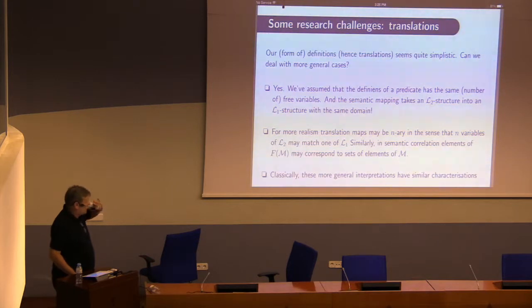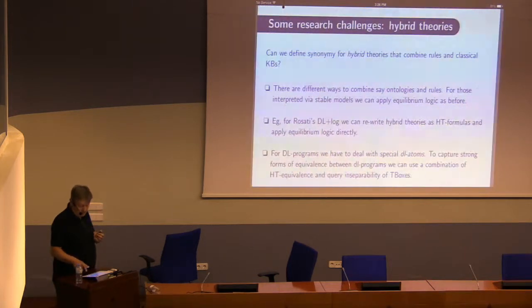In more general cases, you will have perhaps a predicate of one language in one variable that may correspond to a predicate in n variables in the other language. So the semantic correlation may be between models that have different domains. In the very simple case, they'll have the same domain, but in more complex cases, the domain will change as well. And it remains to be seen how these more general kinds of definitions and translations can be accommodated in formalisms like ASP.